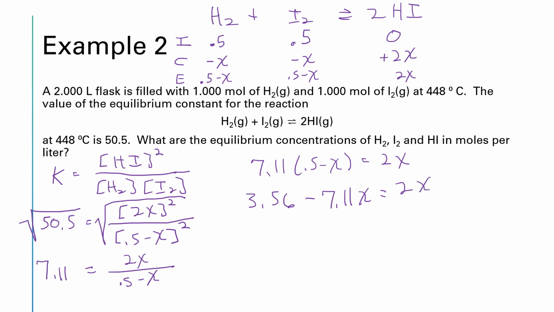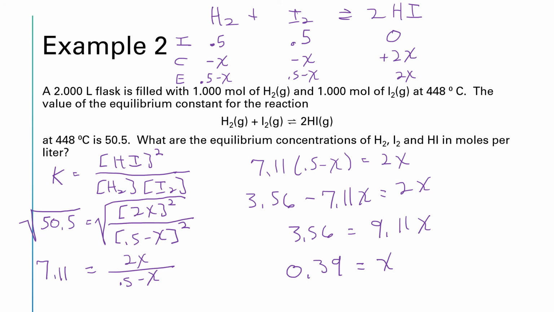If I add 7.11x to both sides, that'll be 3.56 is equal to 9.11x. And then if I divide both sides by 9.11, I'm going to end up with 0.39 is equal to x. Okay, so we were not asked to find x. We were asked to find the equilibrium concentrations. So we're going to have to take x and plug it into our equilibrium line.